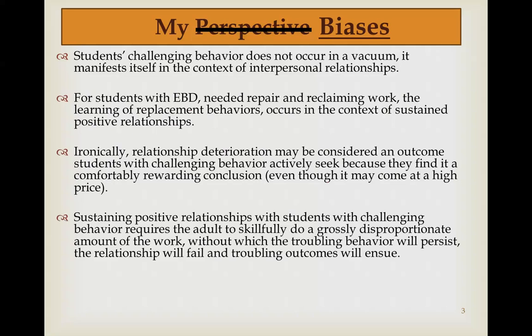Sustaining positive relationships with somebody who's hell-bent on destroying that relationship requires the grown-up to do a disproportionate amount of the work to sustain that relationship, because the student is actively trying to dissolve it with toxic and noxious behavior. The adult needs to be able to withstand those invitations to reject and marginalize and hang in there and continue to do the repair and reclaiming work, no matter how toxic and intrusive the student's troubling behavior may be.